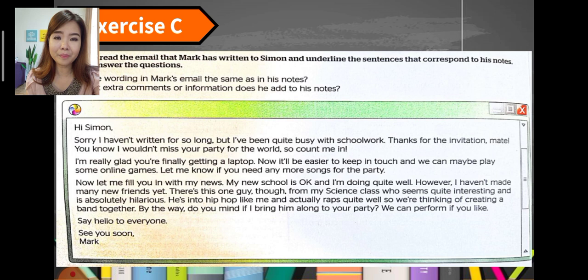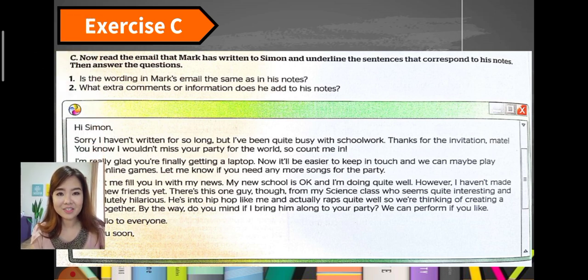So that is Mark's reply to Simon. Let's go back to question 1 and 2. Number 1. Is the wording in Mark's email the same as in his notes? Is it similar? It's not similar. Why? Because in this email, Mark has actually expanded his notes. He actually made the email longer because he has elaborated more. Okay, that is what it means. So it is not the same. He has expanded his notes.